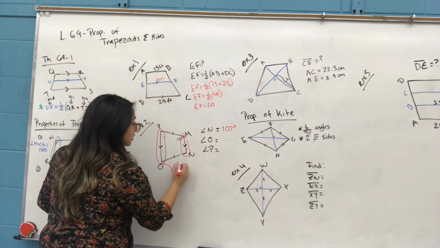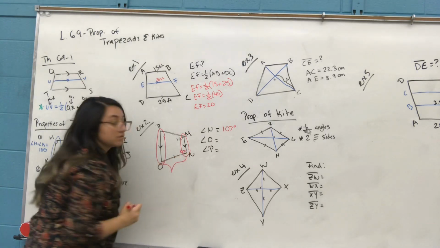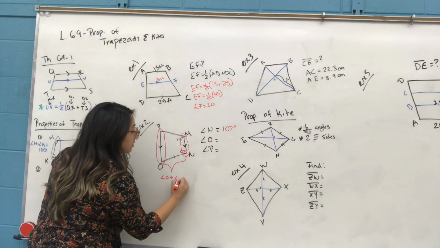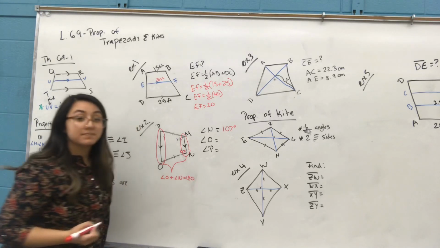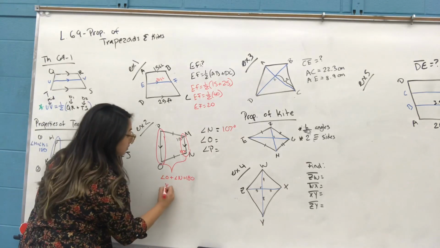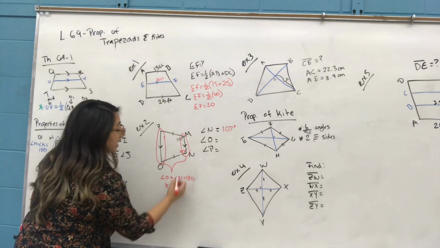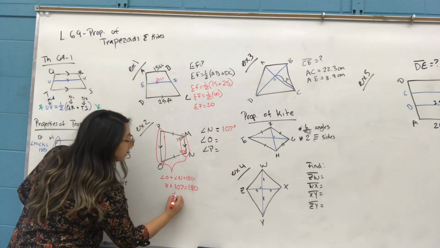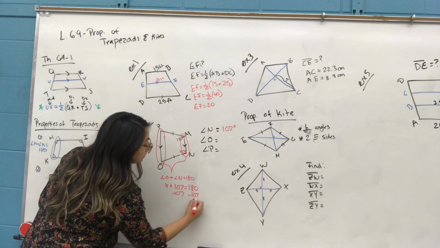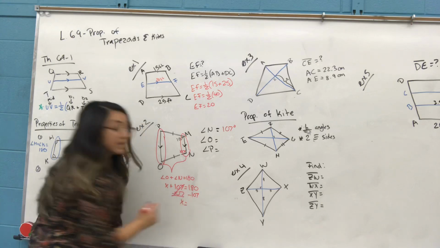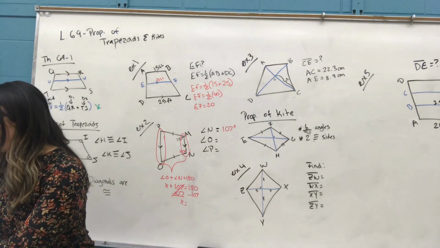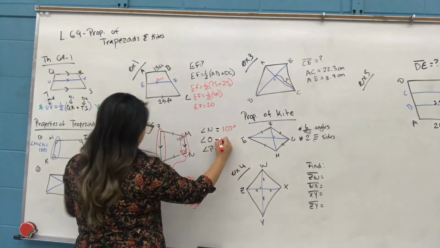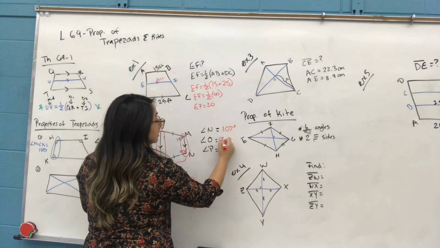So I'm going to focus on this section right here. We already said that this is 107. We know that if you add angle O plus angle N, you get 180 degrees. If we don't have what angle O is, I'm going to put X. We do have angle N, that is 107. We know they have to equal 180. So to find that, you subtract. When you subtract it, you get 73 degrees. So that means O is 73.